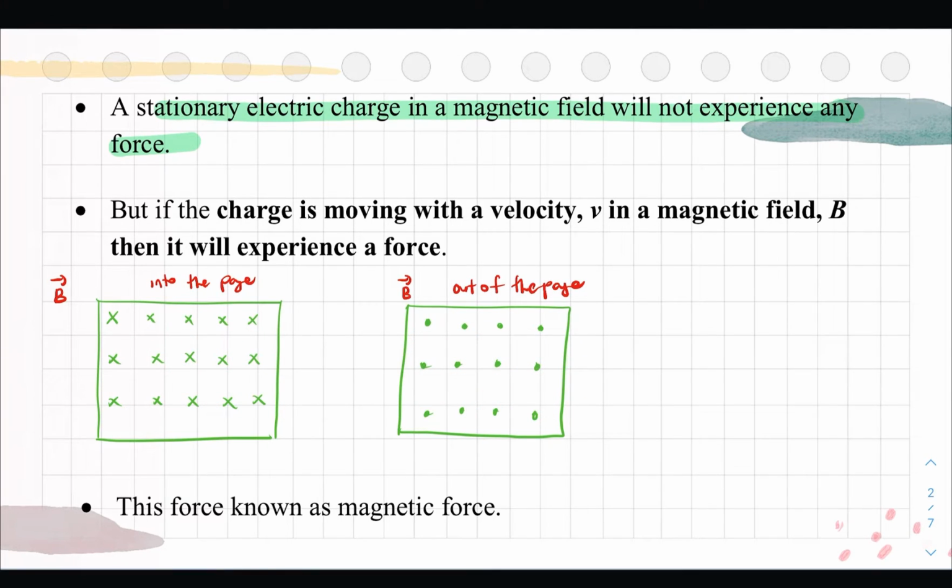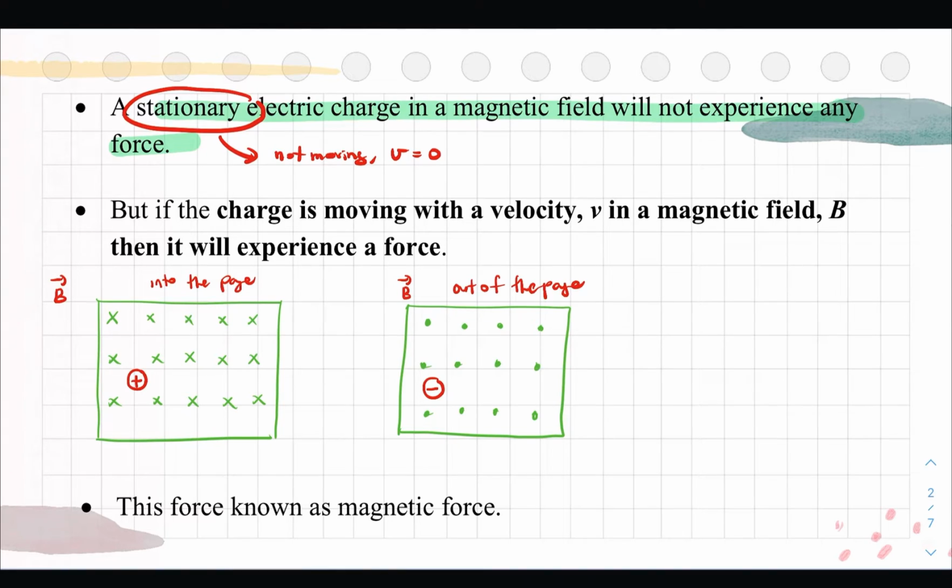So, if I put one charge inside here, the first one, for example, saya letak satu positive charge. Okay, this one saya letak satu negative charge. Tak kisahlah positif ke negatif, saya just letak charge. Okay, charge yang stationary. Maksudnya, dia tidak bergerak, not moving. Bila not moving, velocity-nya equals to 0.